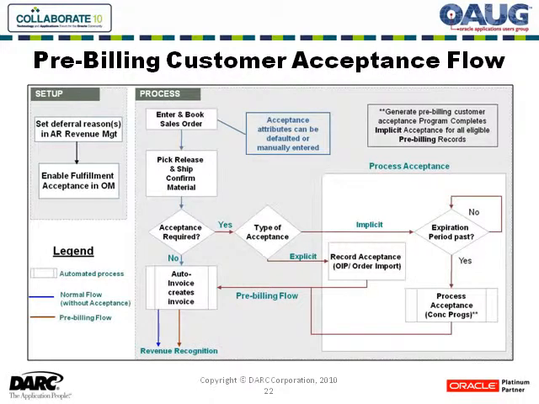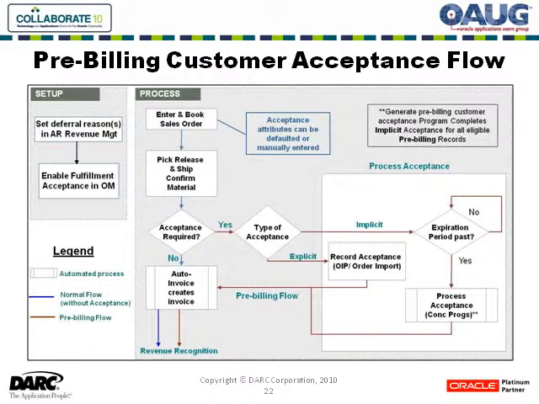Now we have a flow chart depicting that same process. It's a parallel flow chart. The left side will go through the process for a normal, standard, non-acceptance order, and then we'll branch out to the right going into the detail of pre-billing. This is just a pre-billing flow. And again, over on the left, it shows us our setups of the AR revenue management as well as OM. This assumes that those setups are in place and have been completed.